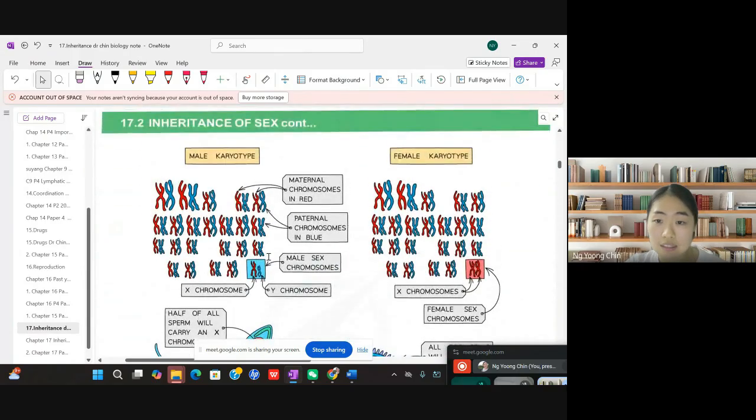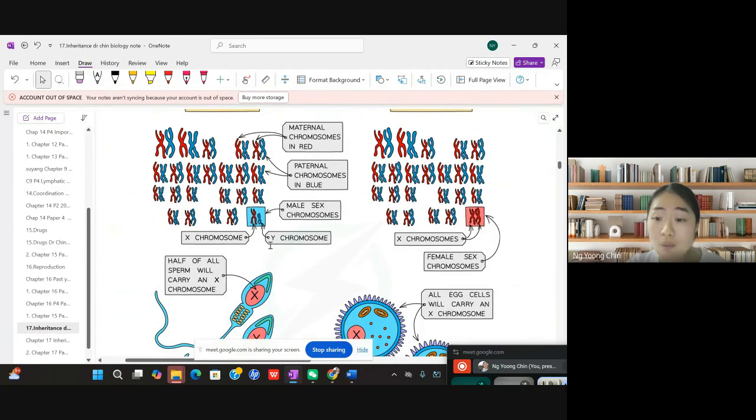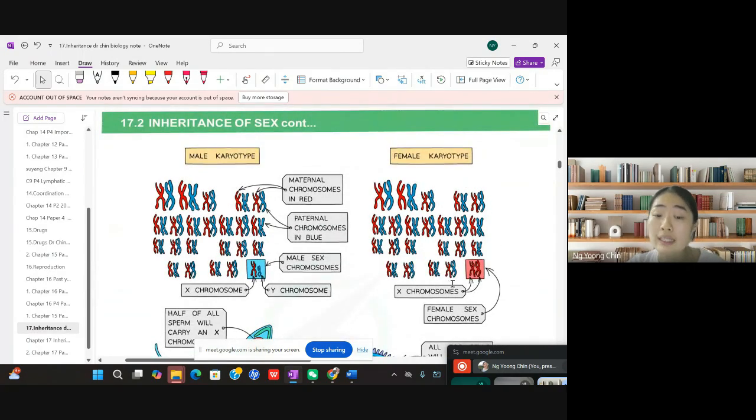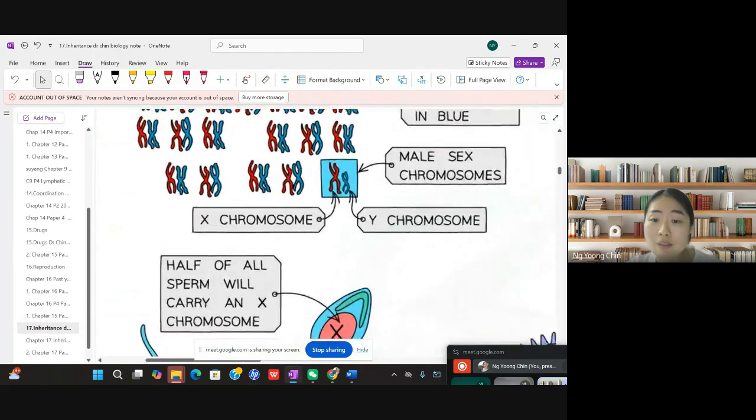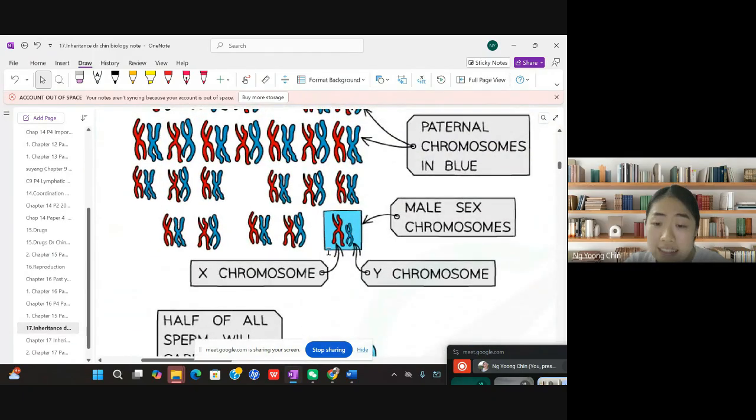And for this one, male and female karyotypes, right? The difference is just in their sex chromosomes. Other than that, it's all the same. They also have 22 pairs. Male has 1 X, 1 Y, and the female has 2 X. Now have a look at this. You can have a look at the X chromosome and the Y chromosome. You tell me which chromosome has a larger size? Which one has a smaller size?